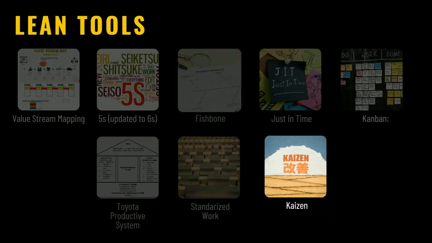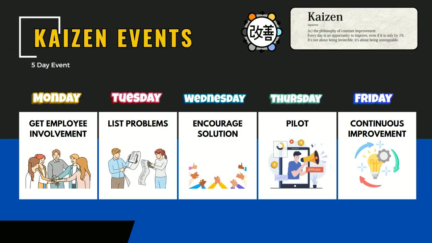The last thing in Lean tools that I want to talk about are several different aspects of this, but it basically revolves around Kaizen. Now, Kaizen is a constant philosophy of improving. Every day is an opportunity to improve, even if it's only by 1%. It's not about being invincible. It's about being unstoppable.